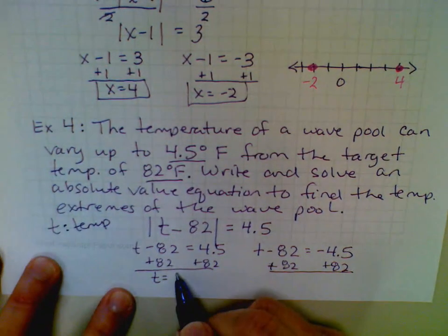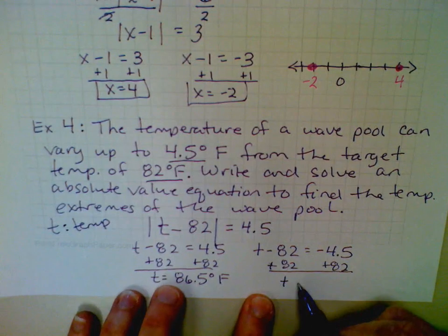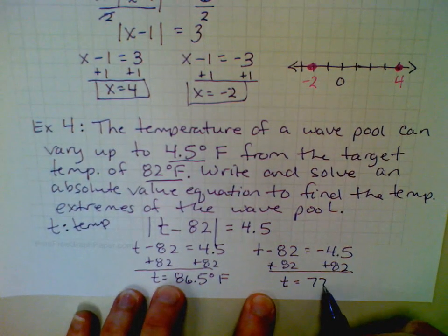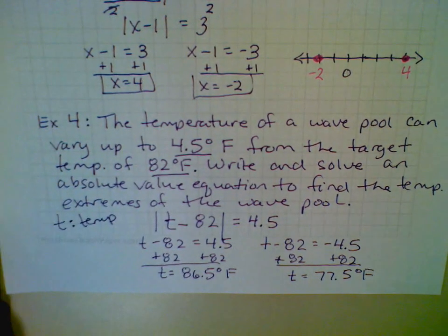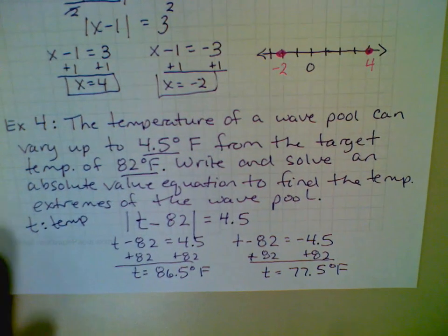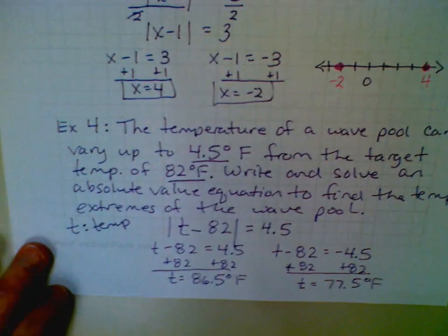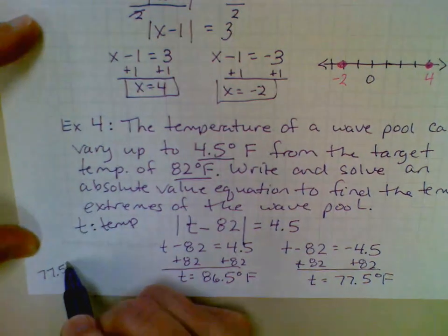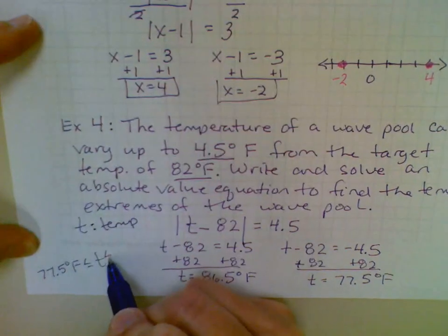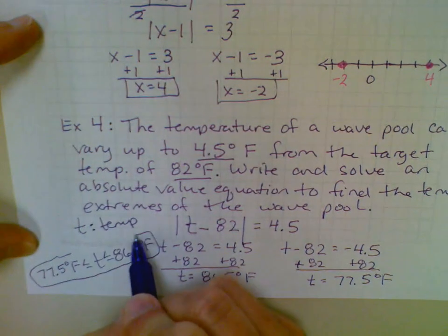This is going to be 86.5. I'll go ahead and put my degrees Fahrenheit. And this one's going to be 77.5. So basically that means that your temperature has to fall between 77.5 and 86.5. So if you guys want to write that out like so, that would give you your range.